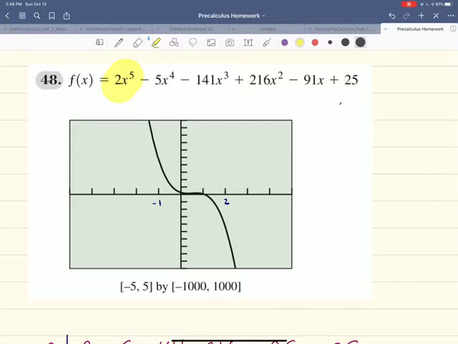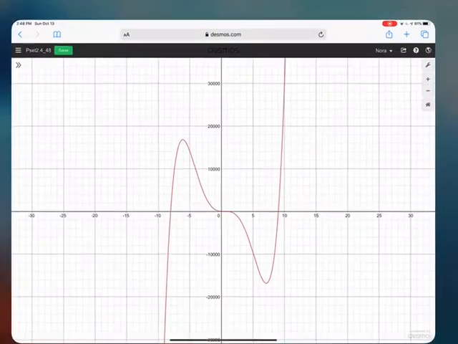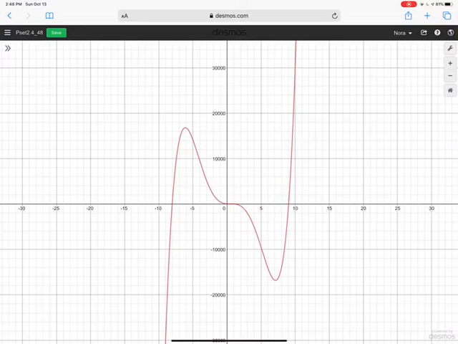Let's look at a graph of this function. So here we have a graph of this function. Zoomed out, you can see that we have a real zero that is less than -1, and also we have a real zero that is greater than 2.